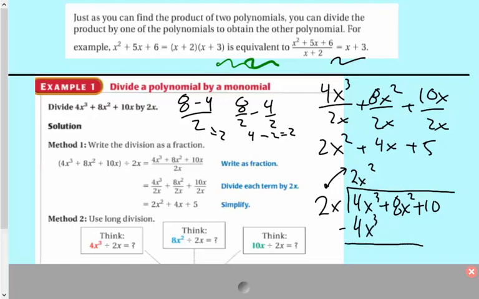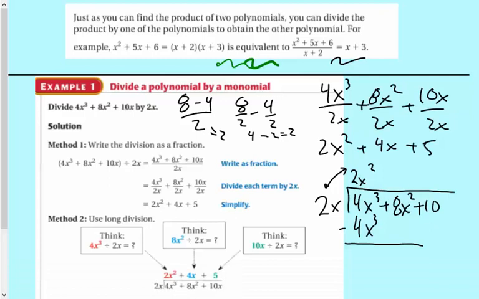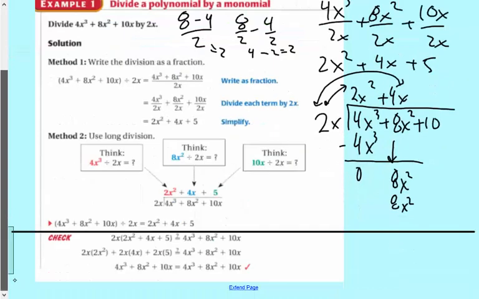Now when you subtract, there's 0 left over. So we're going to bring down our next number, 8x squared. So you ask yourself, 2x times what number is 8x squared? Well, that'd be 4x. Okay, so that'd be 8x squared if I multiply the 4x and the 2x. And I know this seems kind of confusing. I understand. This one works out nicely, it's 0. And then, oops, it's supposed to be 10x. Bring down the 10x.